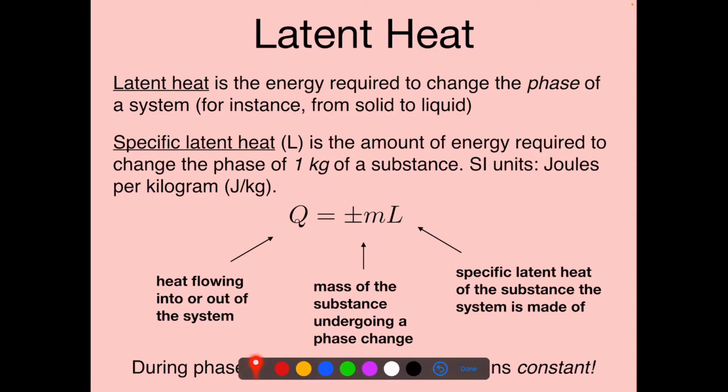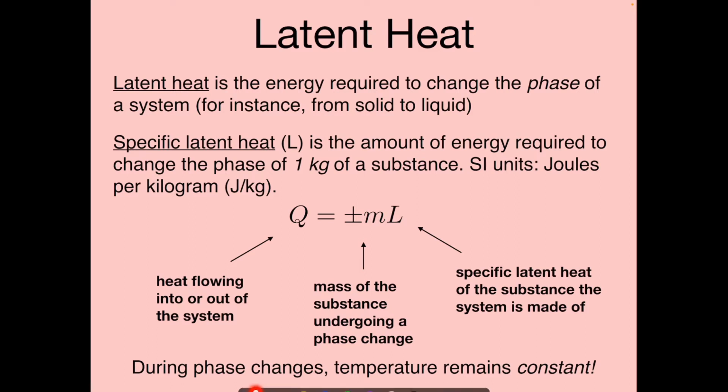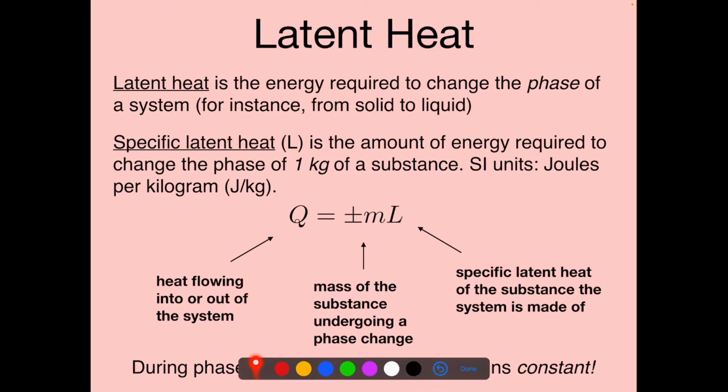Latent heat is the energy required to change the phase of a system. Now, a very closely related concept is specific latent heat. So specific latent heat is given by capital L, and basically we're just dividing out the mass from the latent heat over here. In other words, this is the amount of energy that's required to change the phase of 1 kilogram of a substance.